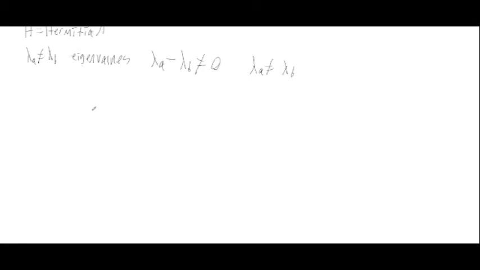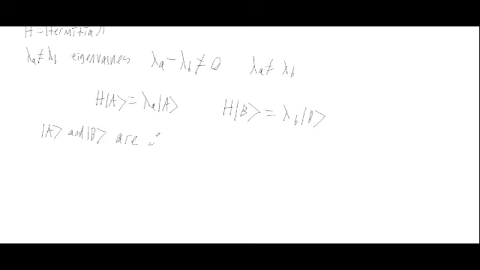I'll just write it again here as I go through this process. So we have our Hermitian matrix multiplied by A is equal to lambda A multiplied by our ket vector A. And we have the same Hermitian matrix operating on the ket vector B is equal to this eigenvalue lambda B multiplied by our ket vector B. And so essentially what we're trying to show here is that these eigenvectors A and B are orthogonal. They are orthogonal to each other.